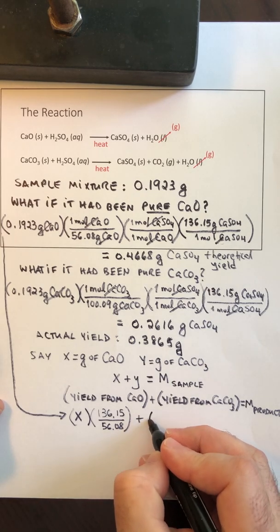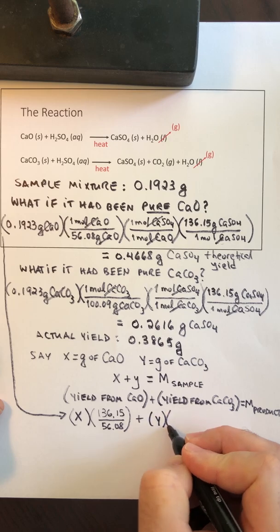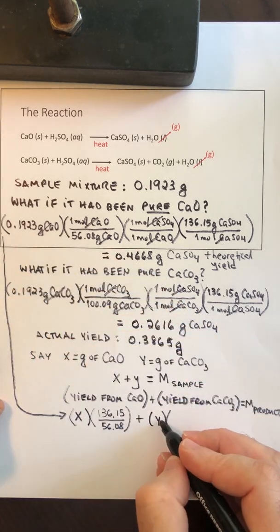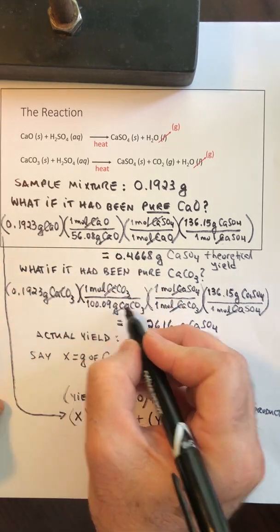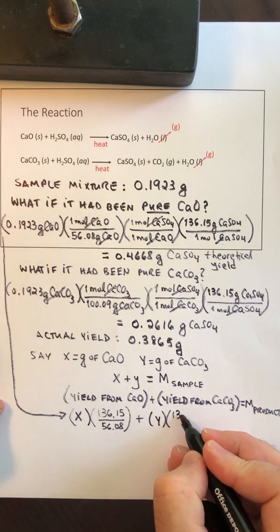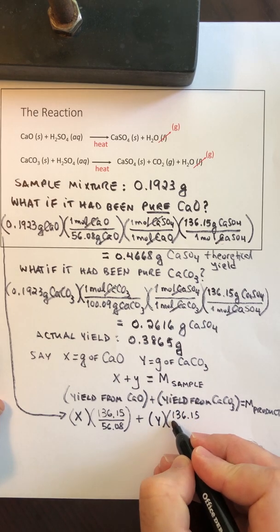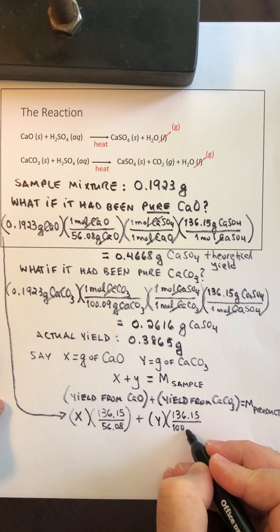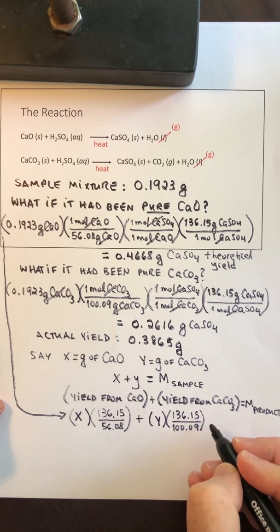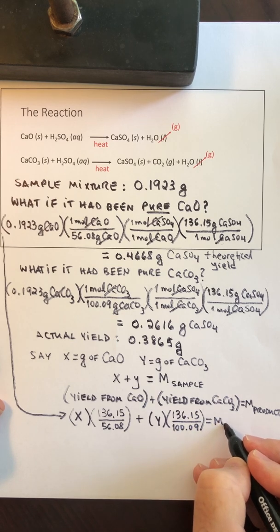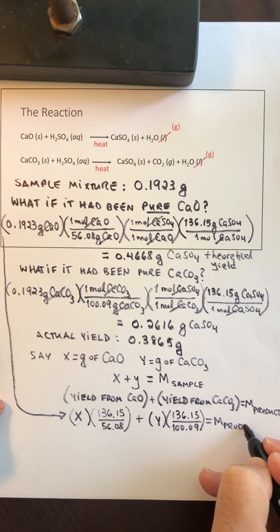And then for Y, it would be the same thing here. Let's say whatever the grams of calcium carbonate, and then it would be times 136.15 divided this time by 100.09. And that equals the mass of our product.